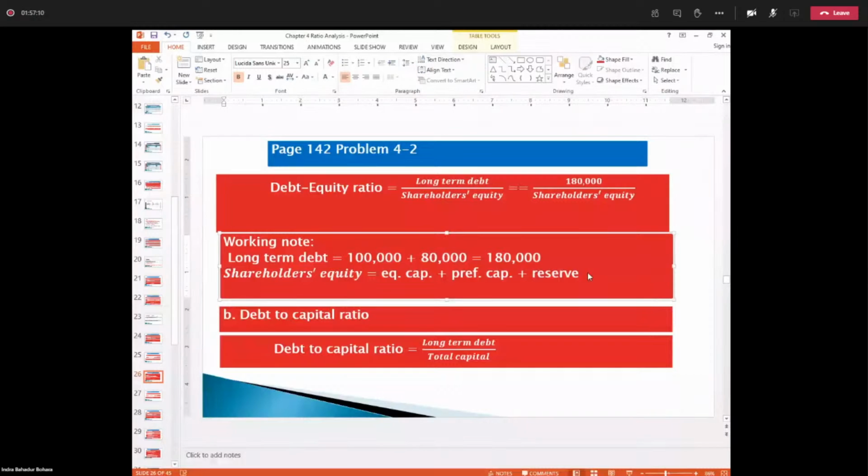Plus PL account. Long-term loan already finished, debenture already finished. Bank overdraft, creditor, and outstanding are current liabilities. That's all. So take the sum.